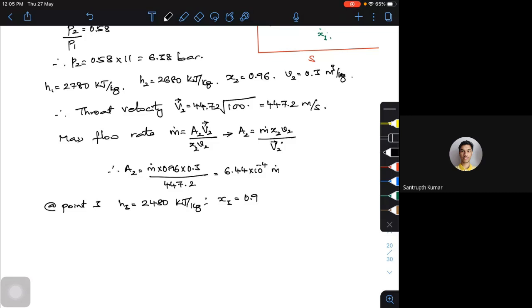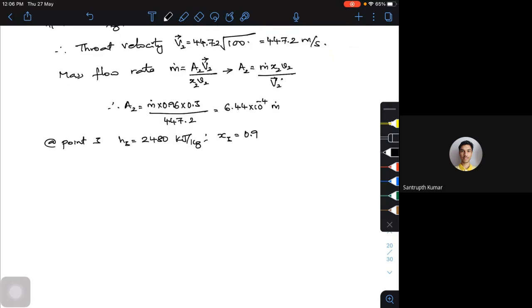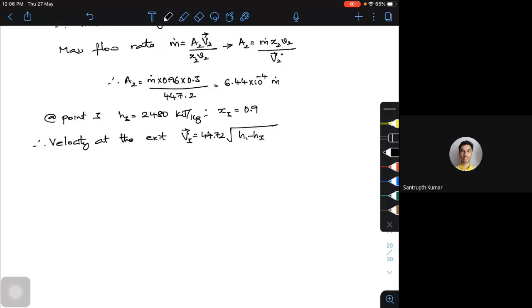Now, what is the enthalpy drop? For this condition, it is H1 minus H3. And what will be the velocity at the exit? Therefore, the velocity at the exit, that is V3, is equal to 44.72 into square root of H1 minus H3.